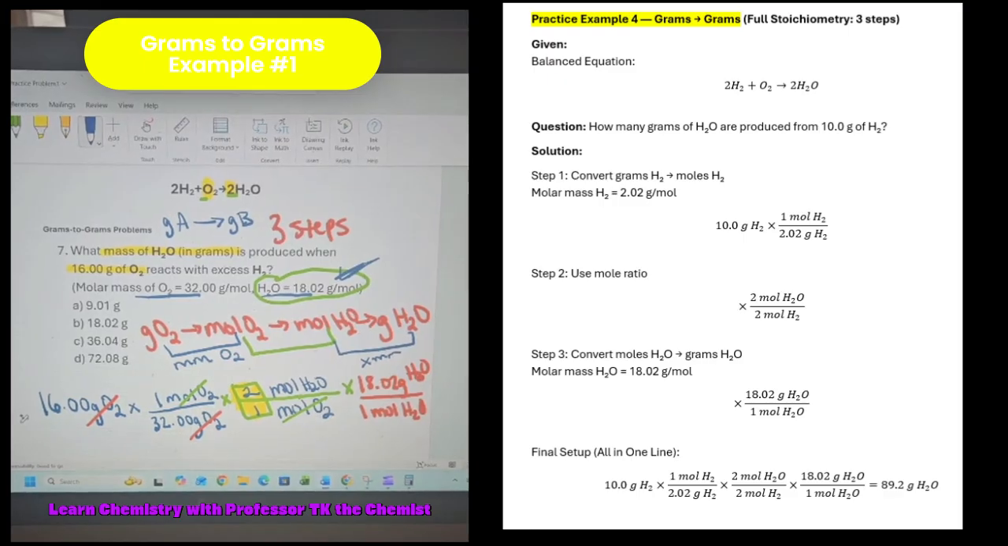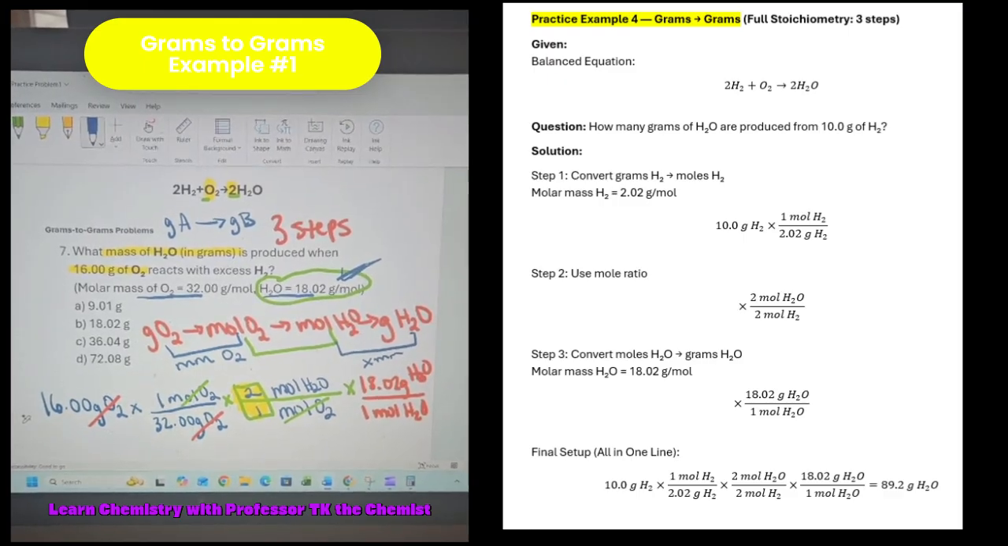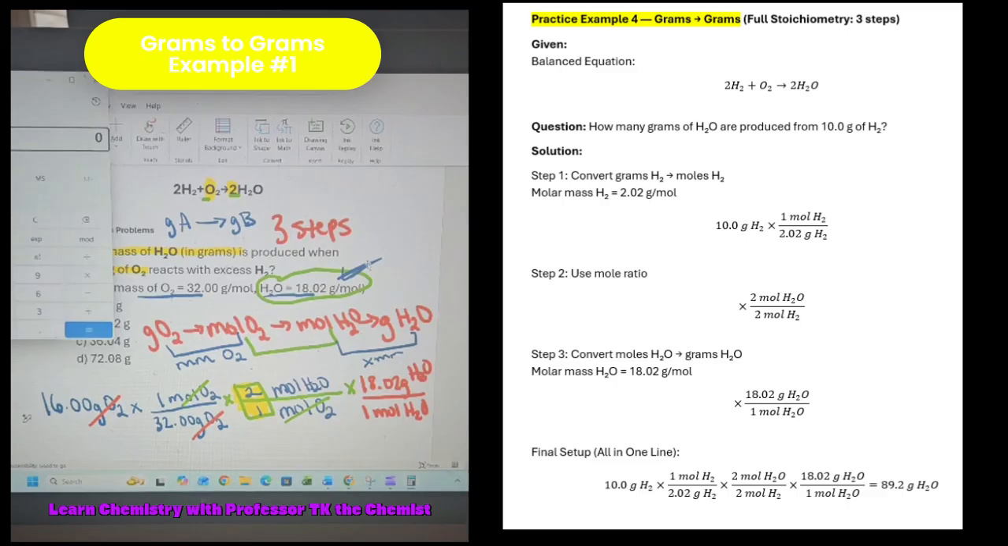The reaction's going to be given. Now, whether it's already balanced or not, if your teacher wants to challenge you, then that's up to them.